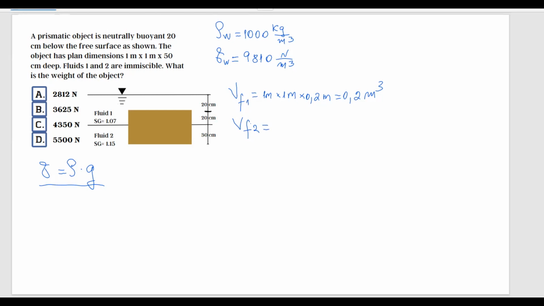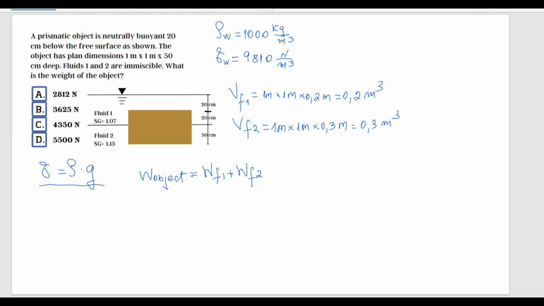Volume of fluid 2 is going to be equal to 1 meter times 1 meter times 0.3 meters, and this equals 0.3 meters cubed. And now if we want to calculate the weight of the object, it is going to be equal to the weight of fluid 1 plus the weight of fluid 2. That's what Archimedes' principle of buoyancy says.